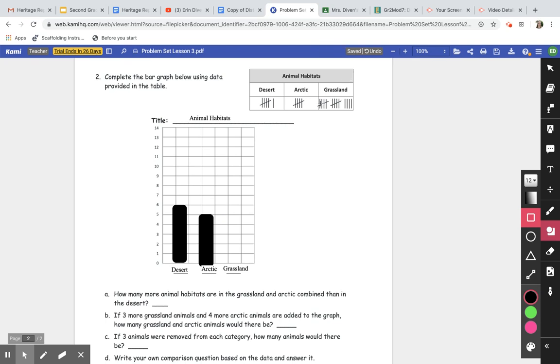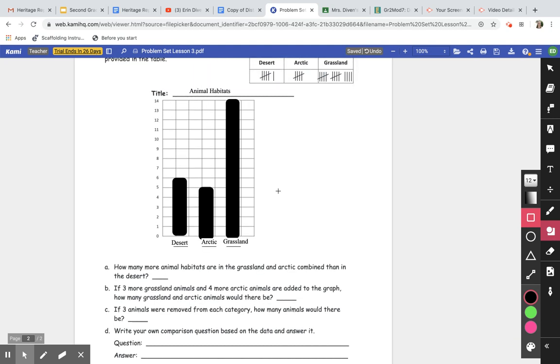Arctic, we have 5. So again, I'll start at 0 and go up until we get to 5. And grassland, we've got 5, 10, 11, 12, 13, 14. So I will start at 0, move my bar up until I get to the very top here, because this is going to be 14. And so that's what your bar graph should look like.